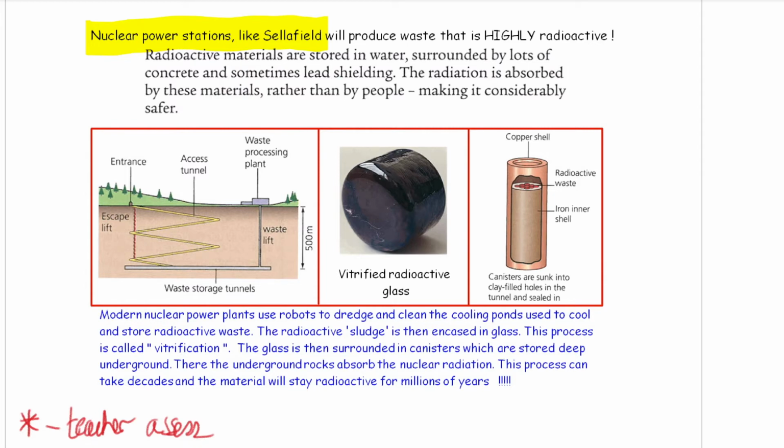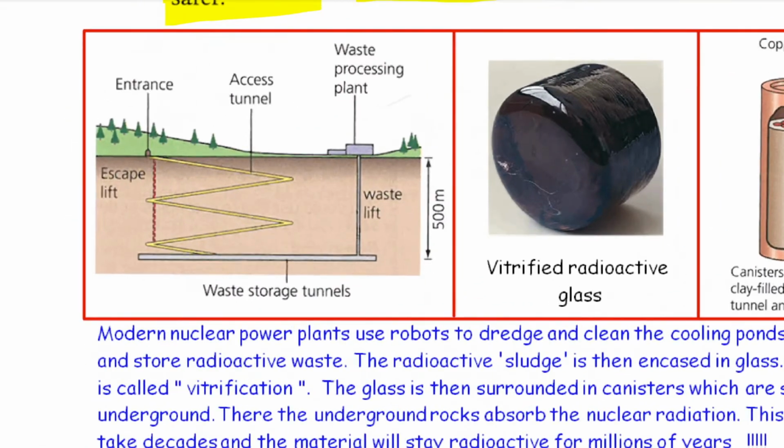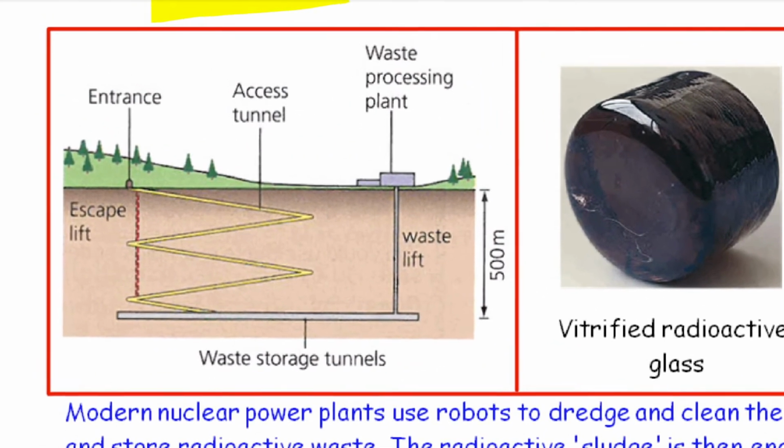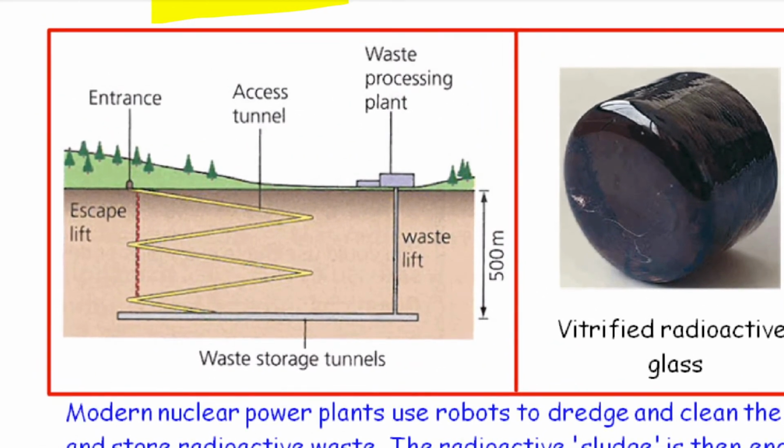They produce waste that is highly radioactive, and it can remain radioactive for thousands of years, so it is stored in water surrounded by lots of concrete and sometimes lead shielding. The radiation is absorbed by these materials, that's the concrete and the lead shielding, rather than by people, making it safer.